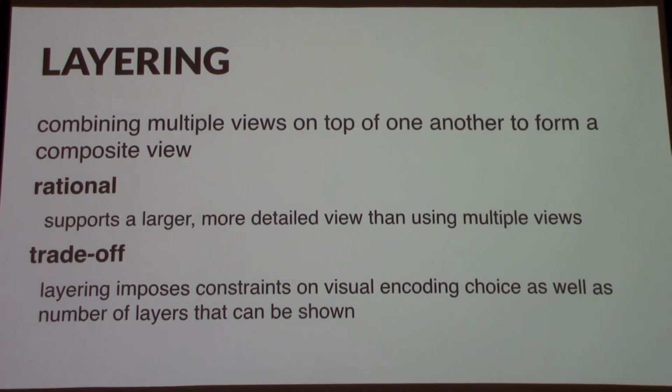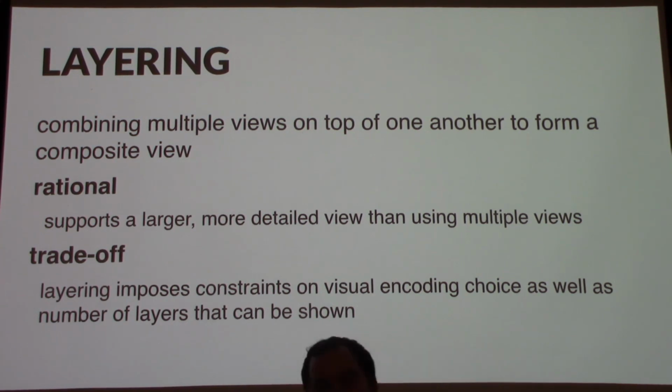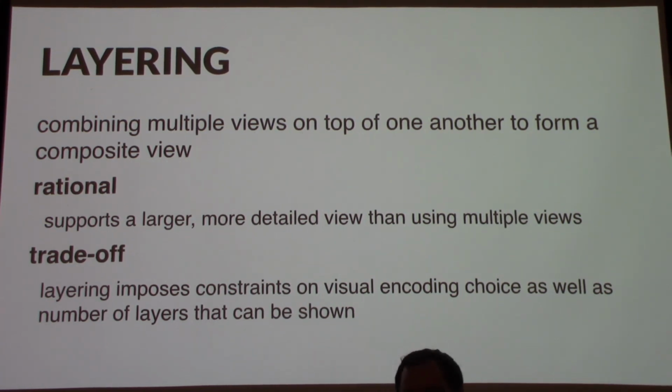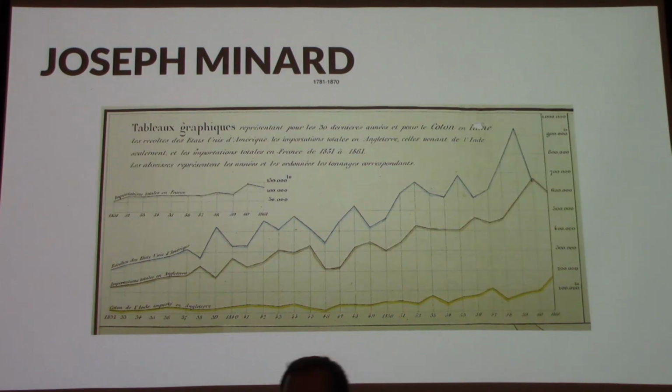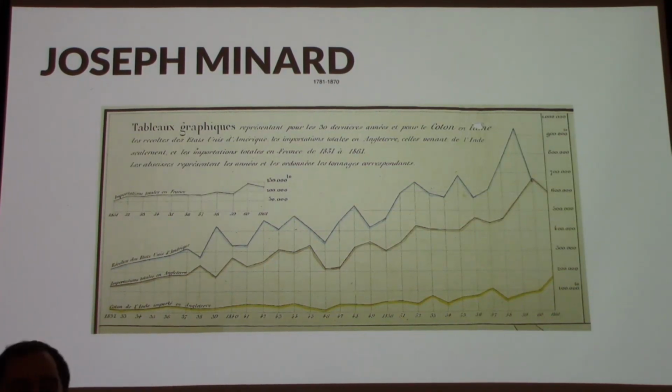In addition to multiple views, there is another option that's called layering. That is combining multiple views on top of one another to form a composite view. The idea behind that is, of course, that we see something in more detail. We can make the view larger compared to when I have multiple views in the same space. But of course, we can't do this with every kind of visual encoding. The typical example is the line chart.